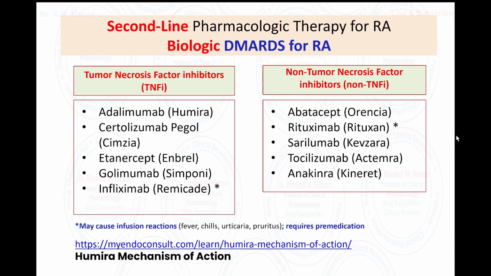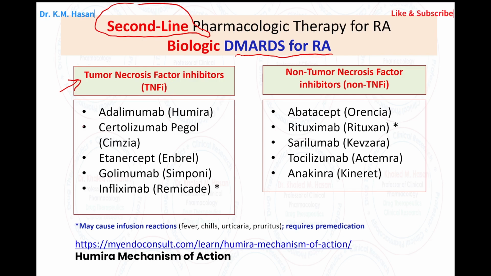Okay, so we're done with the non-biological factors. We're moving to the biological, second line. Again, biological factors are second line treatment, not first line treatment. We have biological DMARDs for rheumatoid arthritis. Here we are talking about tumor necrosis factor alpha inhibitors.